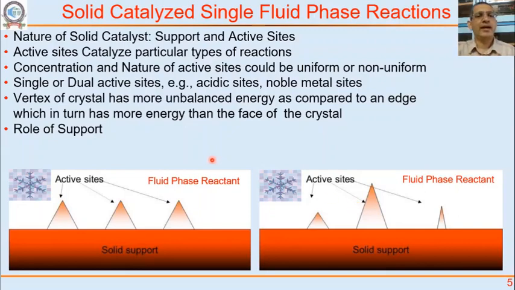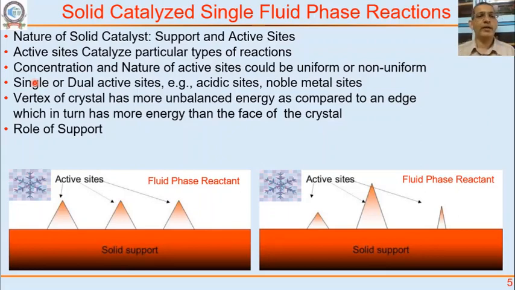Sometimes these catalyst sites are single or dual. So for example, single means you could have a platinum on a carbon. It's a single site. It's only going to catalyze hydrogenation, dehydrogenation, those kinds of reaction. Or it could be an acidic site which is catalyzing Friedel-Crafts alkylation kind of reactions.